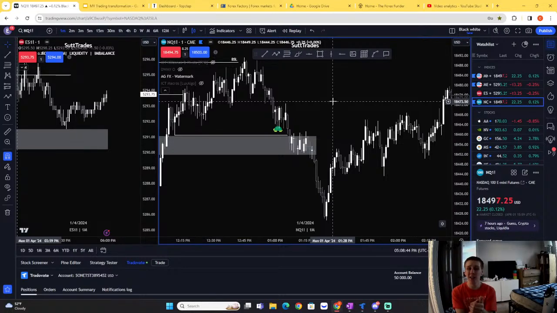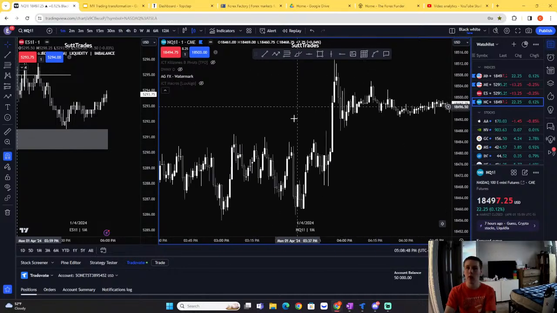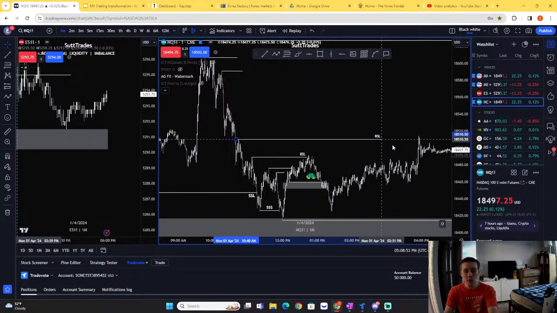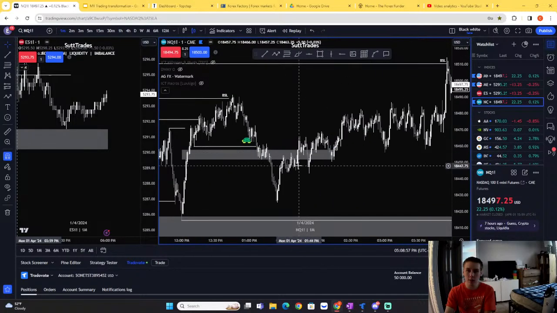It's an okay idea, but we want to come back down and we just want to chop here, generate liquidity to then take buy side. So this wasn't an awful trade idea, but the execution was not there. Once we get the displacement, that validates that we want to go higher.